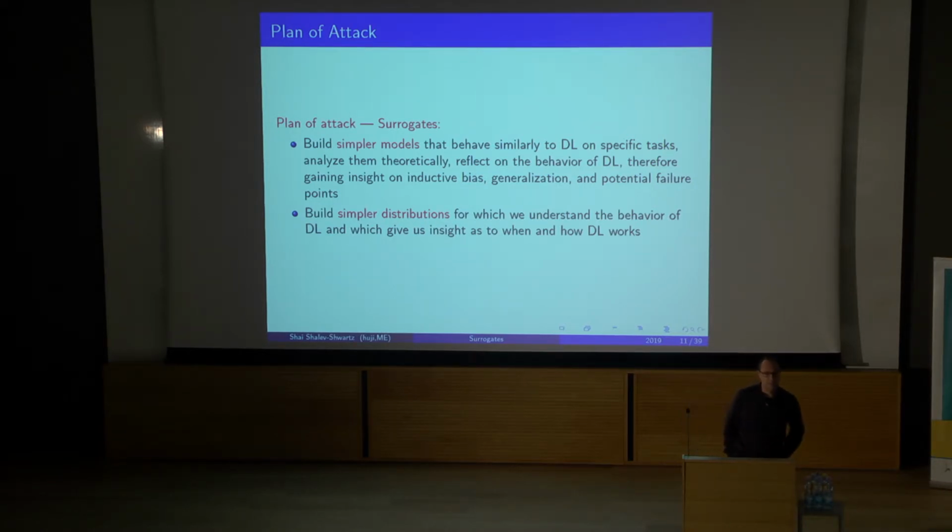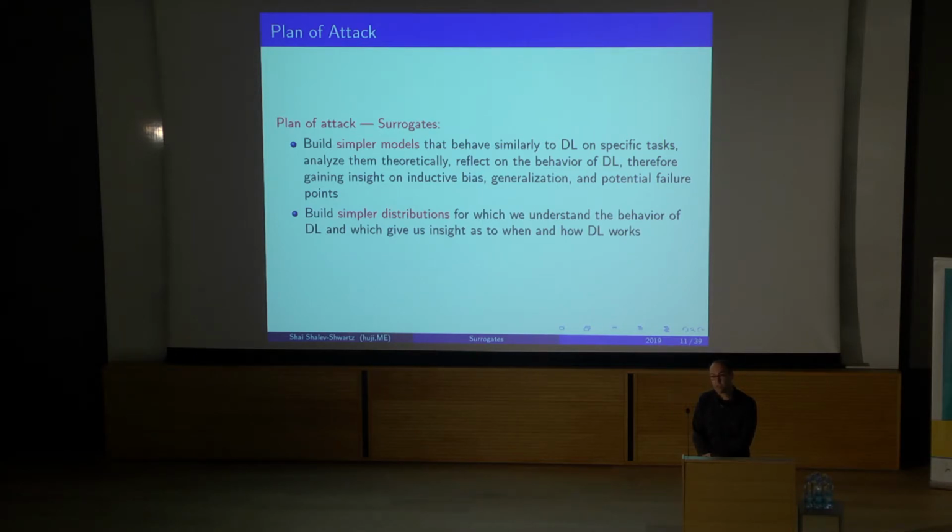And then we would like to reflect on the behavior of deep learning and gain insight on questions like inductive bias and generalization and potential failure points of deep learning from these simpler models. Of course, we're not expecting that simpler models will be as good as neural networks on all tasks. But if they are similar to deep learning on some specific task, maybe we can get a lot of insight from it. The second type of surrogate that you can think about is simpler distributions.